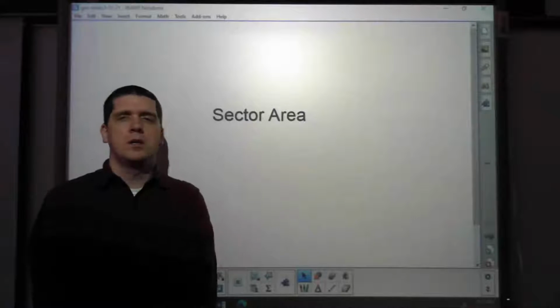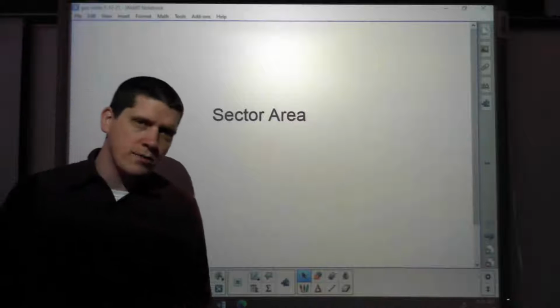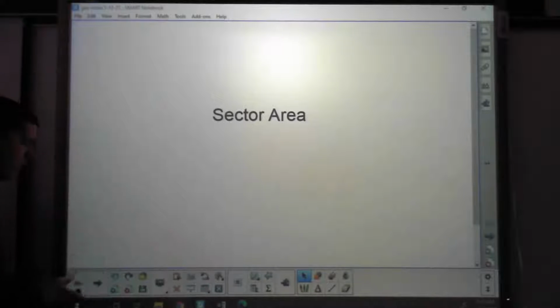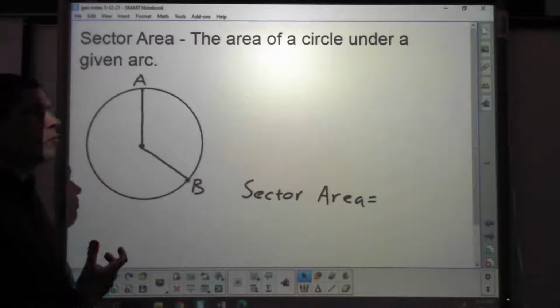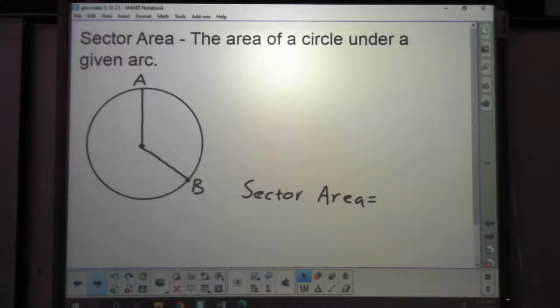So now we're going to be talking about sector area. Last time we were talking about arc length, so we're talking specifically about a length. Now we're back in the realm of area. So what is sector area? It is the area of a circle under a given arc.